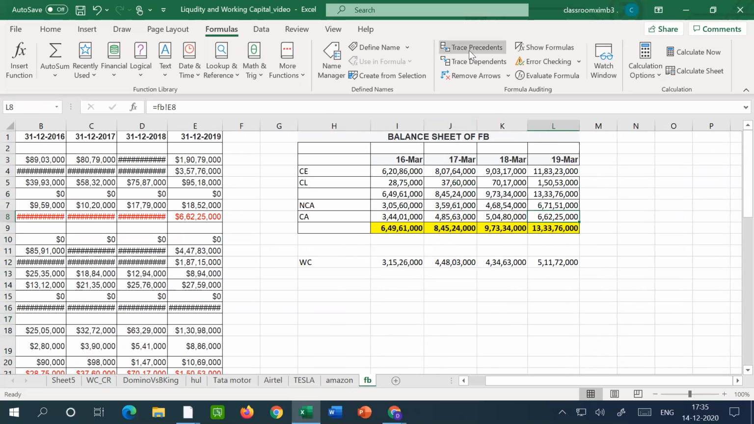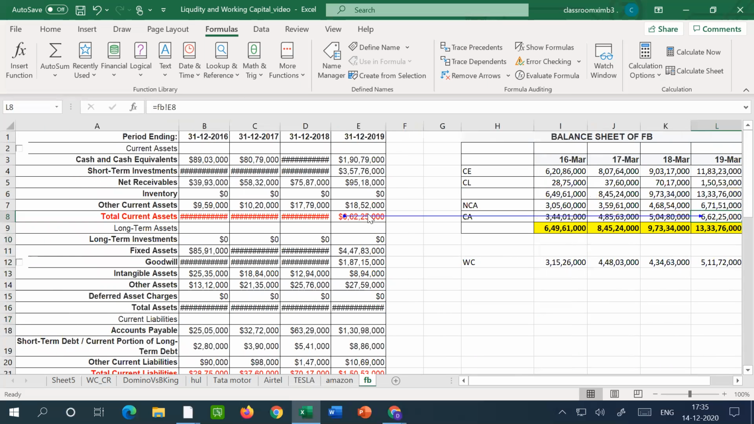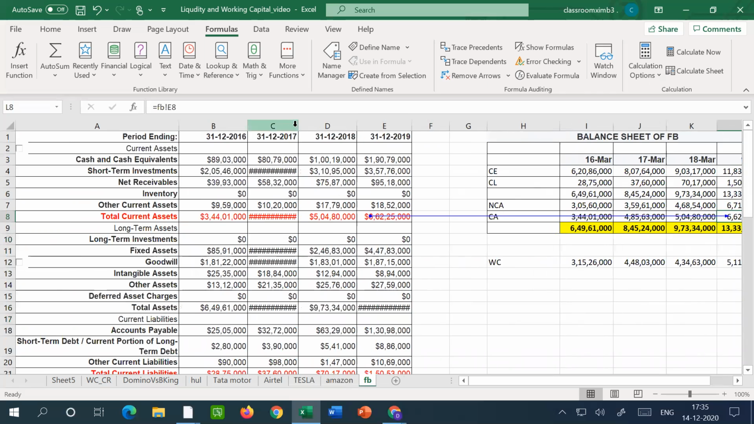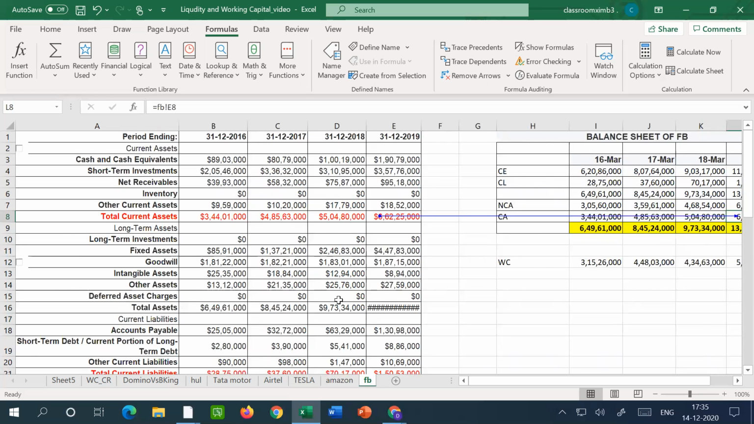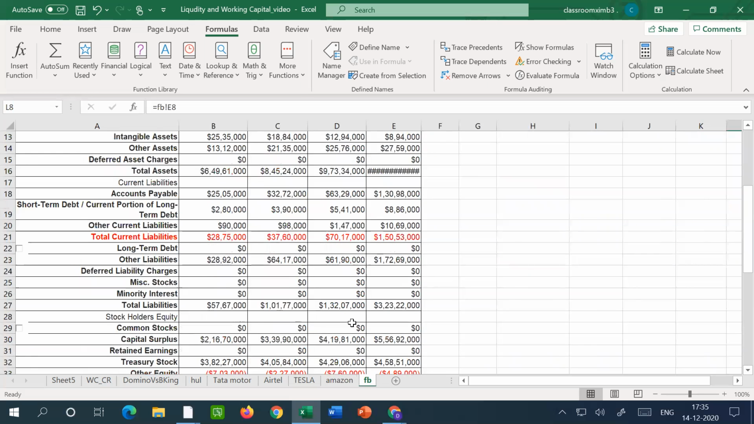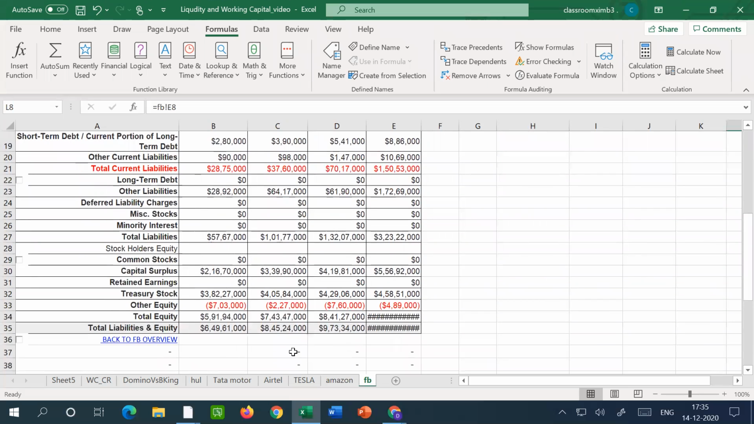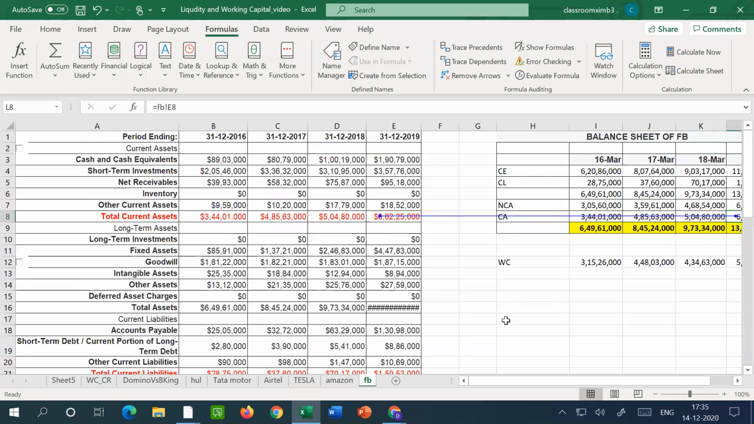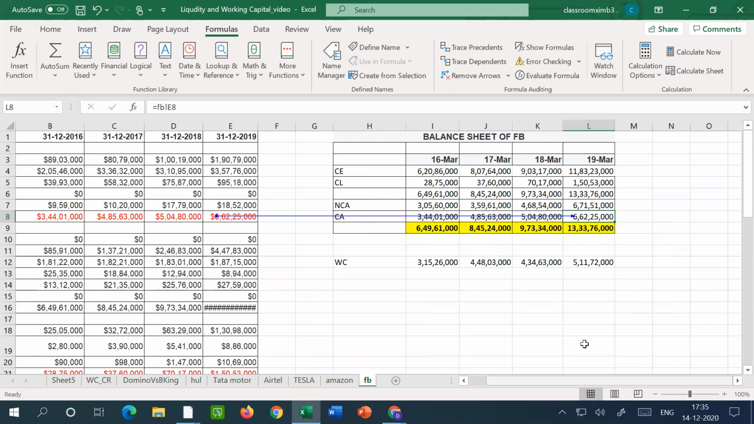Let us see the composition of the current assets. A significant part of the current assets are short-term investments and cash. And we know that Facebook is a profit-making company, though we don't have the profit and loss account, the income statement, here, but we can see the equity of the company rising.